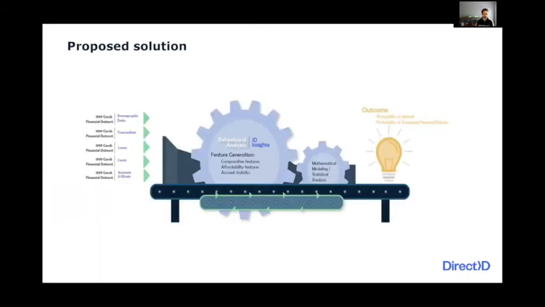Our proposed solution is to take these data sources in their raw format and pass them through our behavior analytical process in DirectID, which generates features. Some of them are comparative, so how an individual compares to the rest of the population. Affordability features, so what is the affordability of the person, and account statistics, like how many transactions they have per month on average. Then each person is passed through our mathematical modeling and statistical analysis, which generates a probability of default or emerging financial distress.